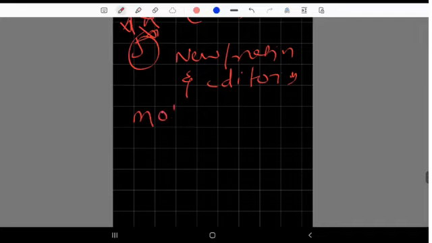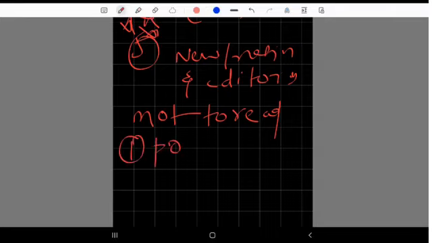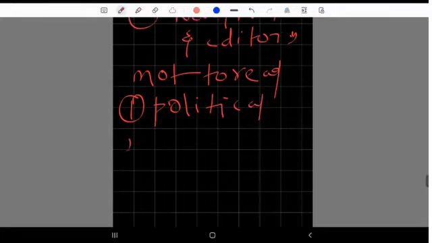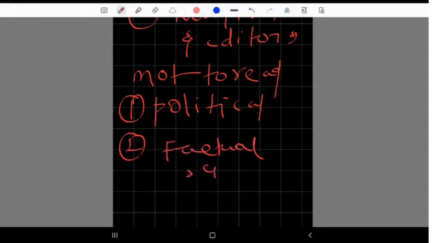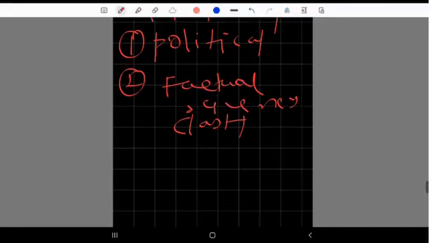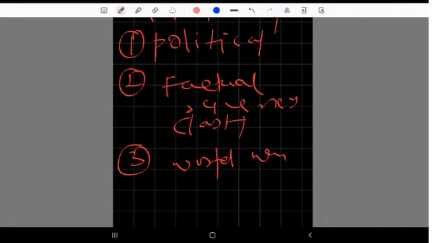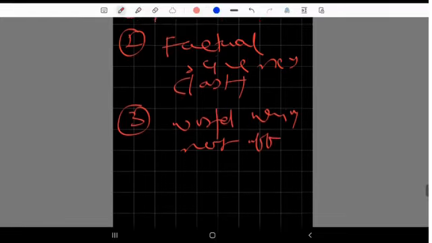Not to read: first thing, political news. Second, factual news. Science news, last page. Third, world news which is not affecting India.